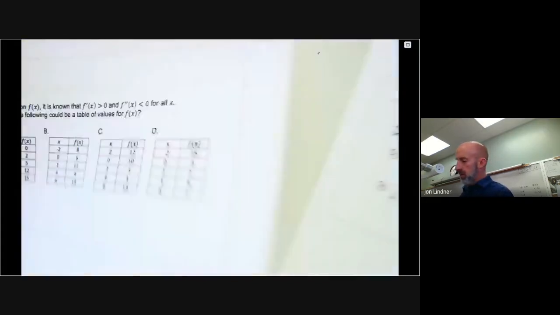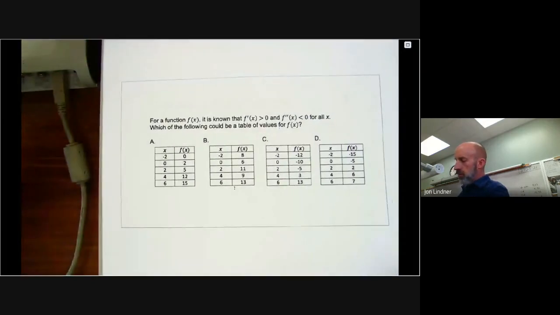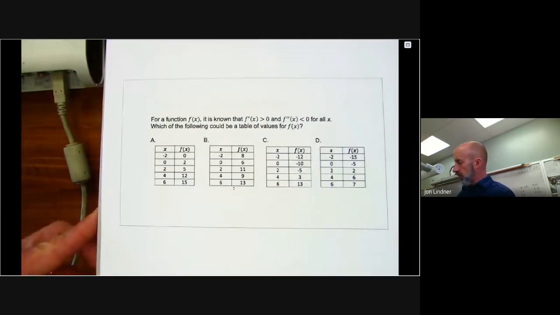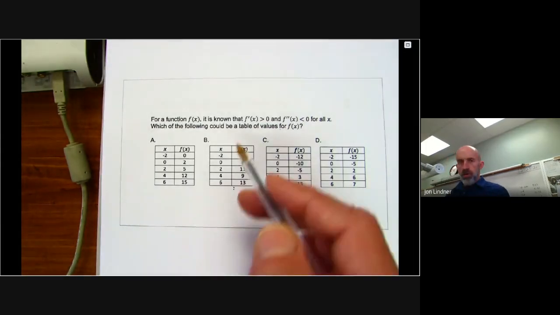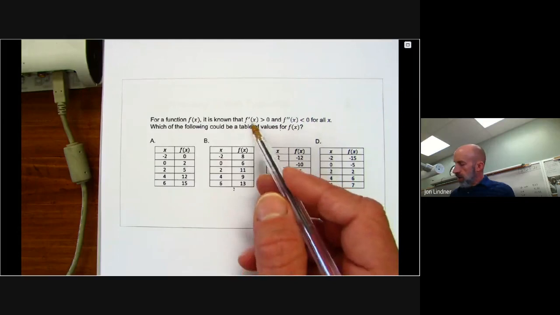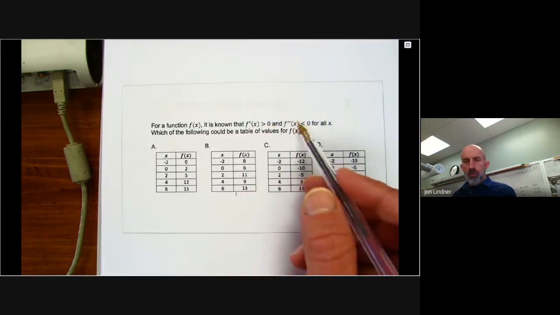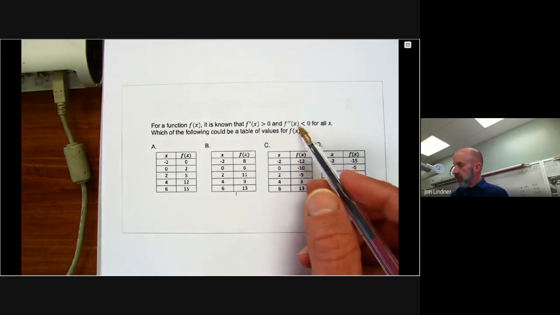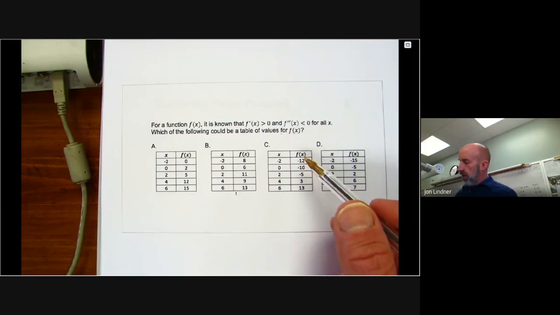Now, this next example is a little bit squirrely, and this is the one that I didn't do a great job on in class, which is why I wanted to record a video for you on this one. For a function f of x, it is known that f prime of x is positive, but f double prime of x is negative for all x. Which of the following could be a table of values for x?